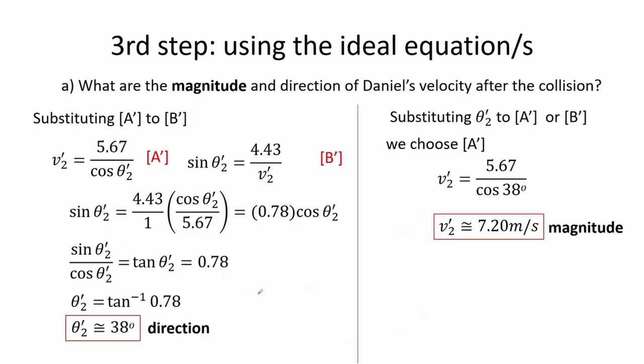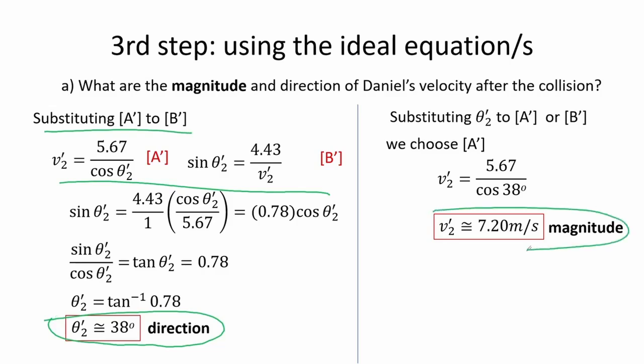We then substitute equation A prime into B prime and solve for the angle of mass 2 after collision, which is equal to 30 degrees with respect to the horizontal. Then this angle is substituted into A prime, and we get the magnitude of the velocity of the second mass, which is 7.2 meters per second. Note that we can also substitute theta prime into equation B prime and obtain the same value of the magnitude of the velocity of the second mass.